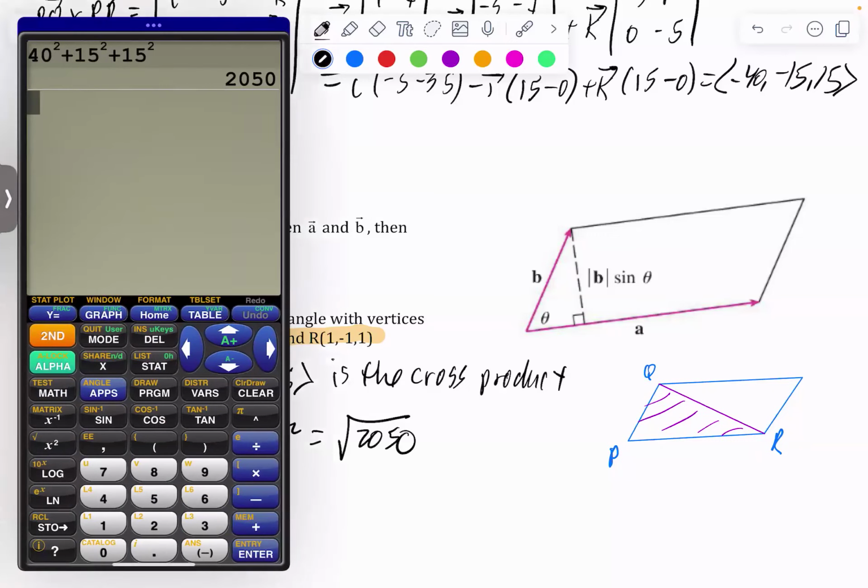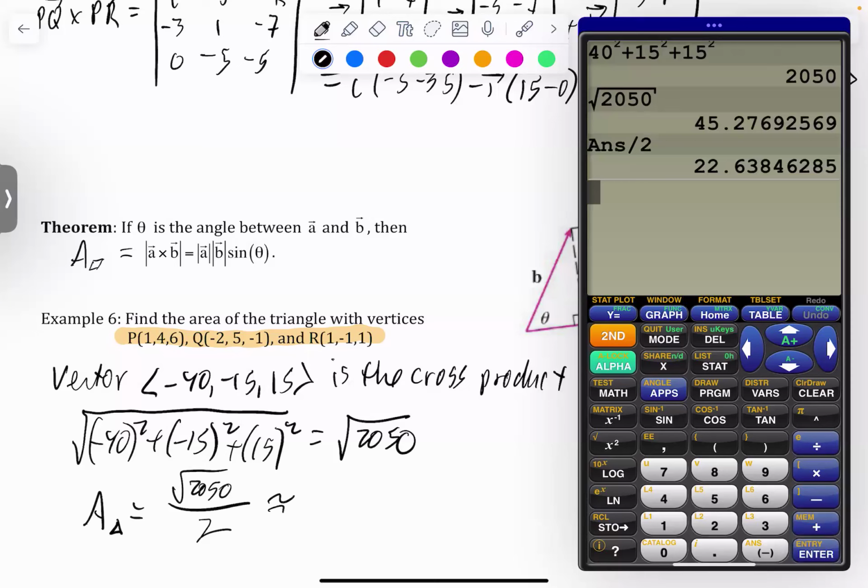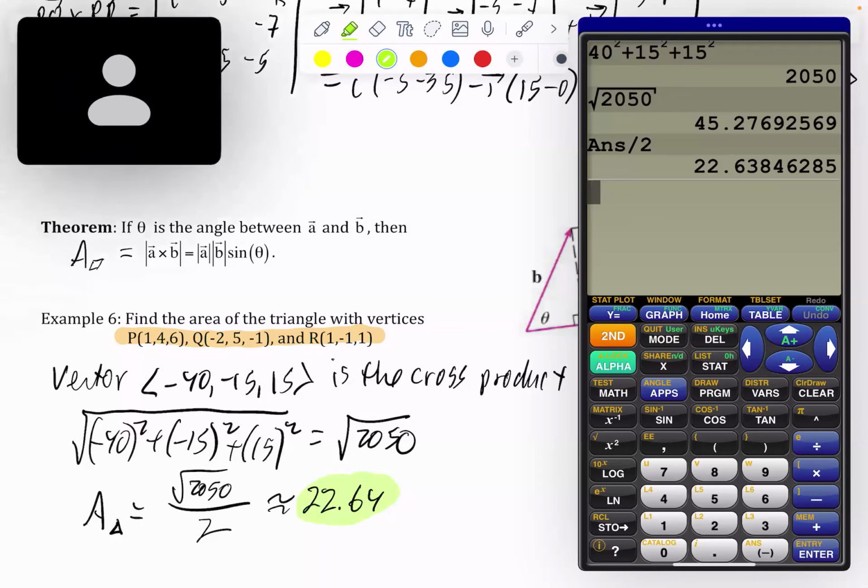So let's see what approximation we get with that. Square root 2050 divided by 2. And that gives us about 22.64 square whatever the unit is. And so we don't know what the unit is. That is our answer. I hope that was helpful.